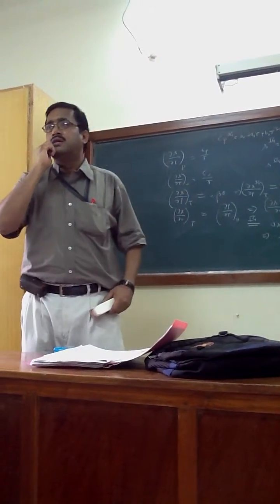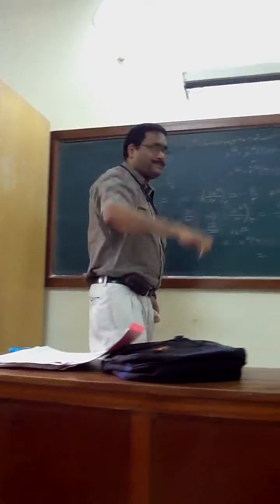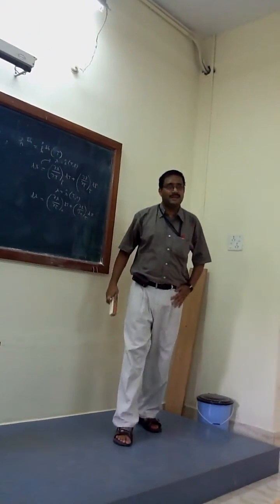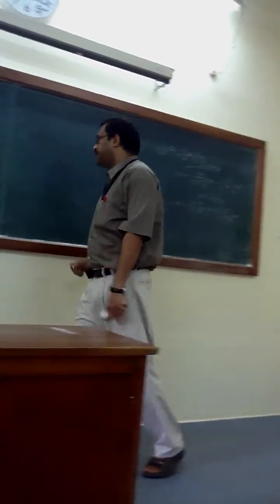Cp ln T2 by T1 minus R. No, it is not correct. It is not correct. So how to do it?